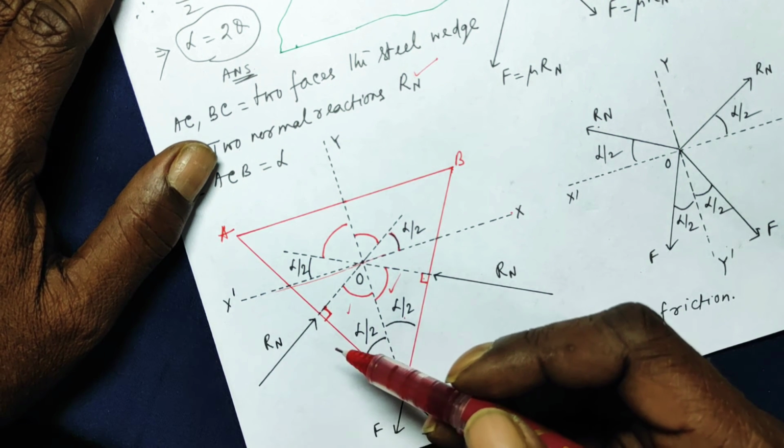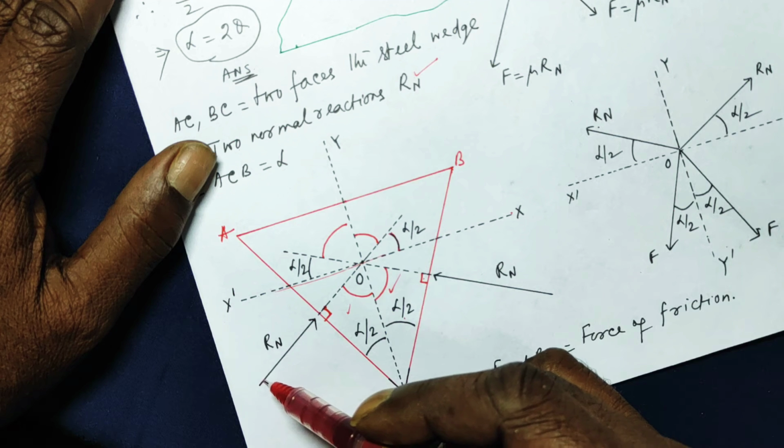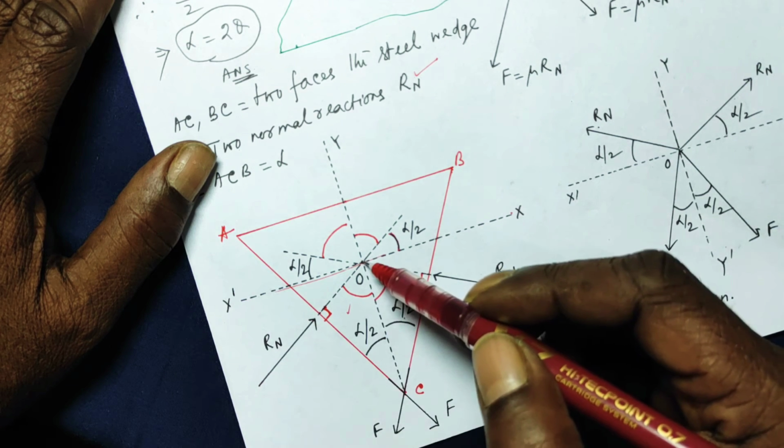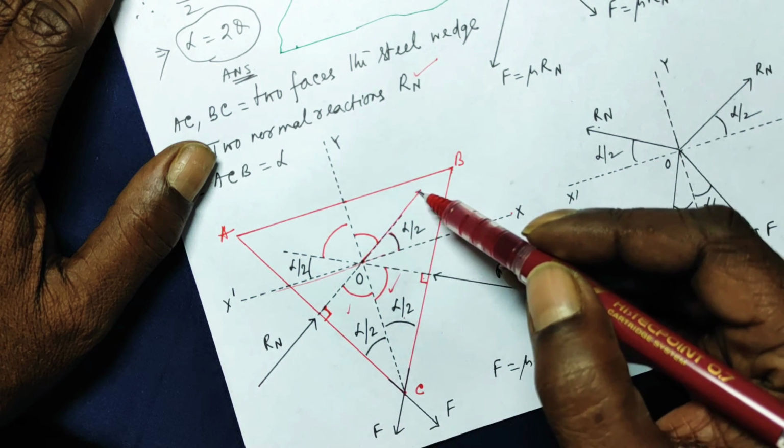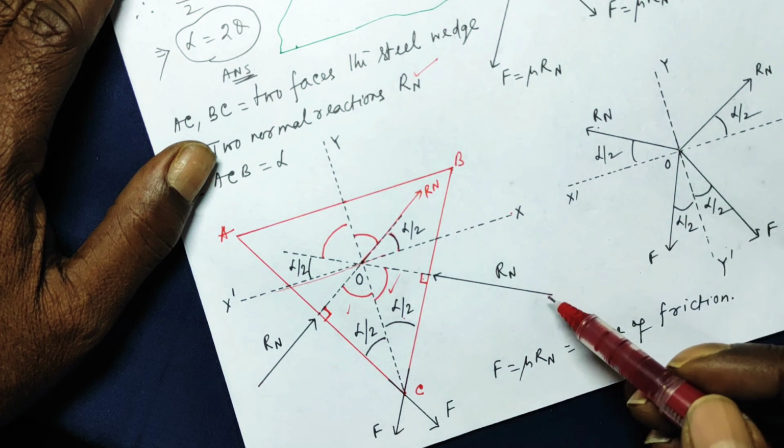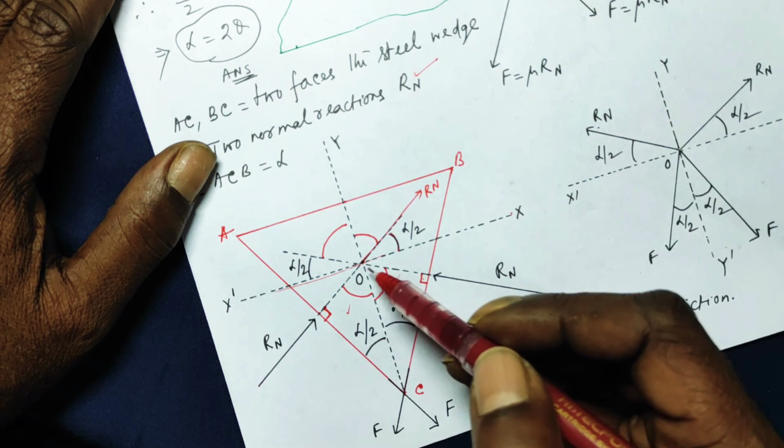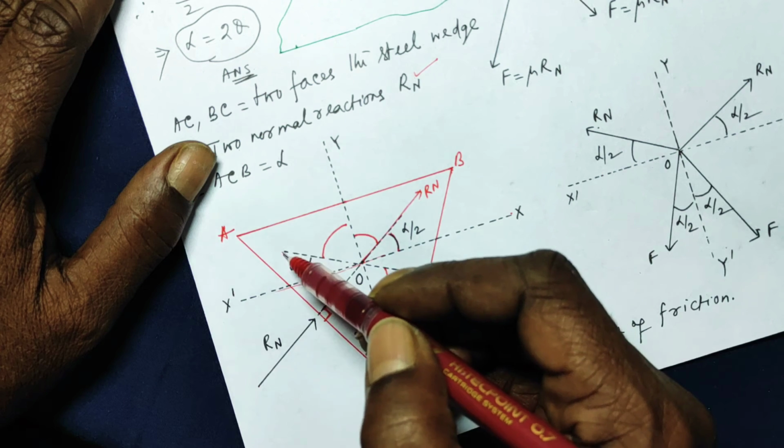Now, later on, to draw the free body diagram, I can translate this Rn to this point and show it here. And I can translate this Rn to this point and show it here.